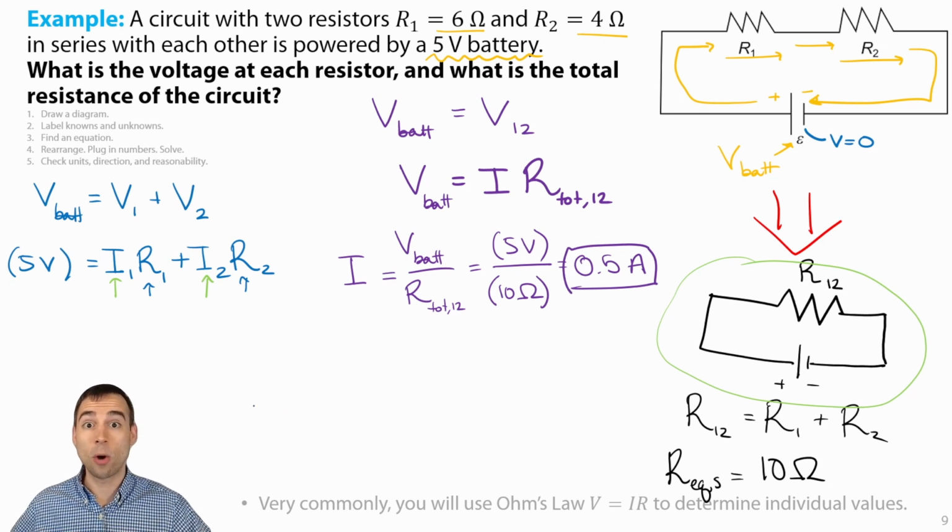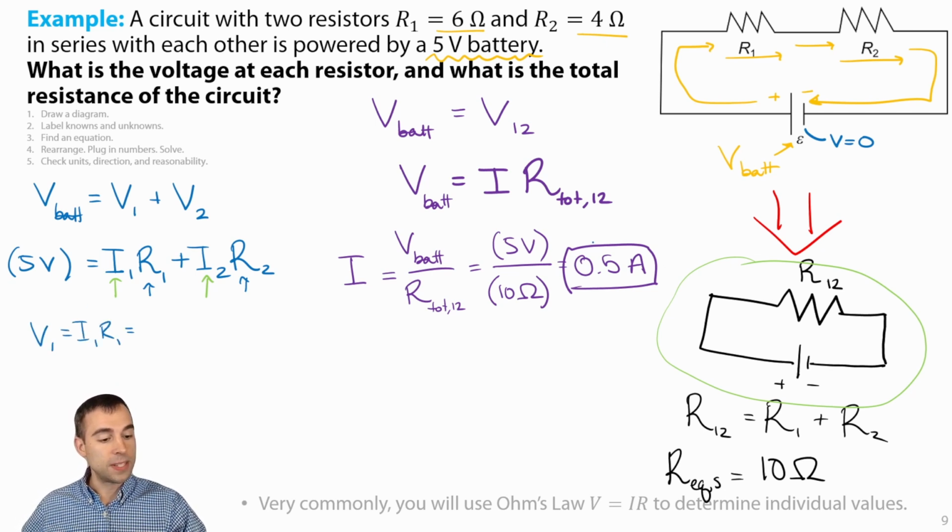And so if we know the current, we should be able to figure out the voltage across each resistor. The voltage across resistor 1 will be I1R1. It would be 0.5 times R1. That would be 3 volts is dissipated through the first resistor.